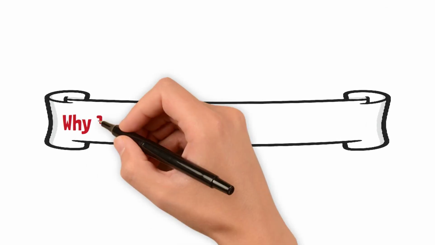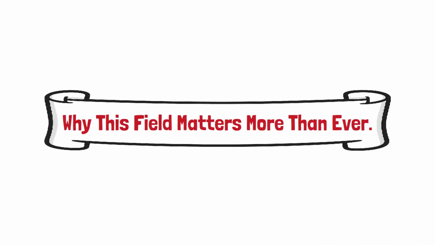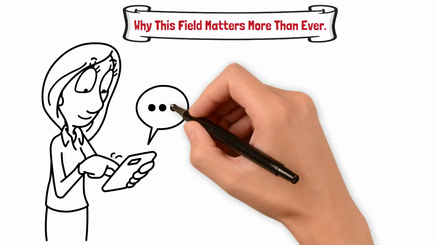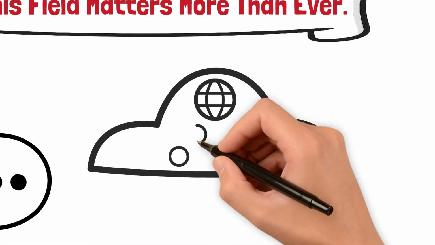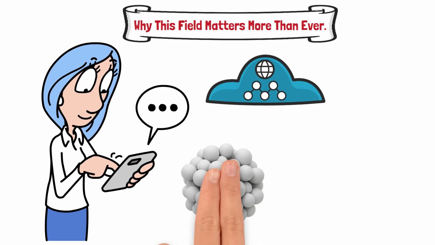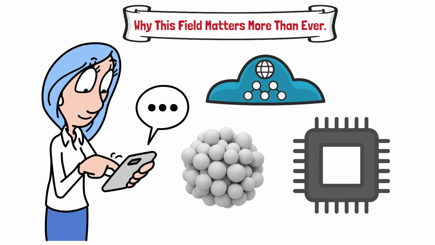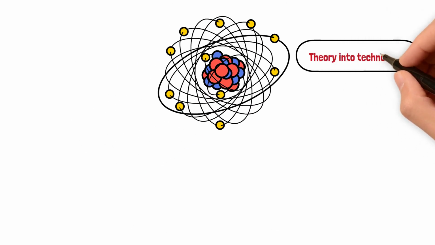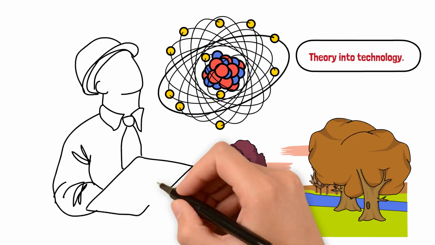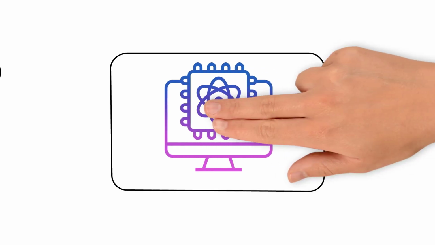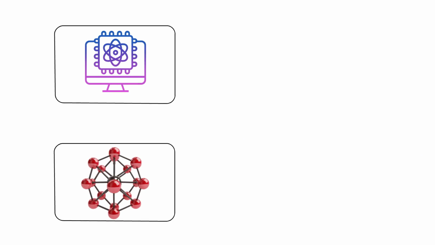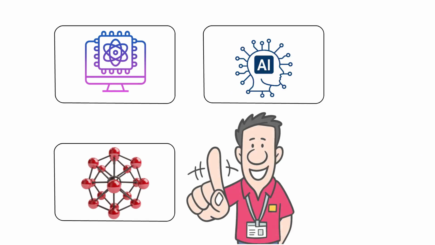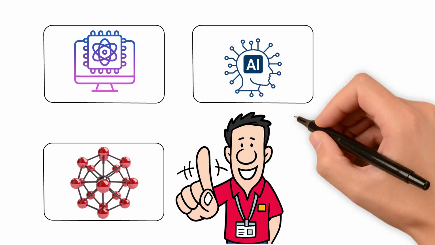Why this field matters more than ever. Every time you touch a screen, send a message, or store a photo in the cloud, you're using the principles of solid-state and semiconductor physics. It's the field that transformed physics from theory into technology, from understanding nature to engineering the future. And as we move toward quantum computing, nanotechnology, and AI-driven design, this branch of physics is not slowing down, it's evolving faster than ever.